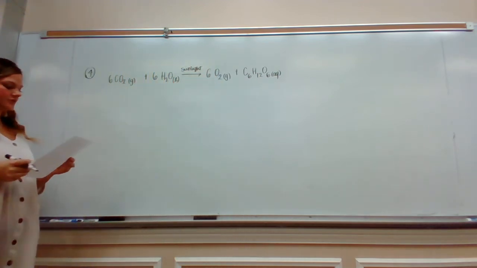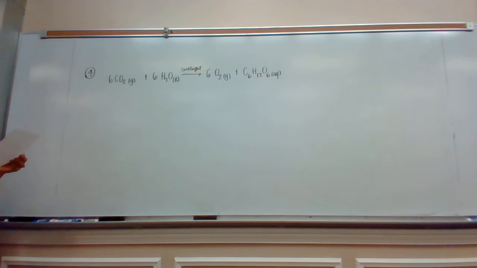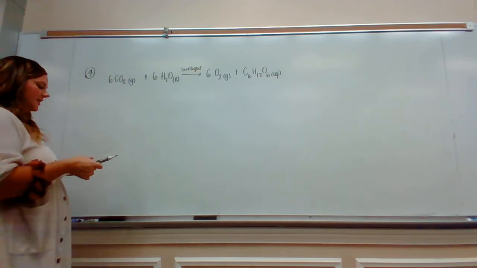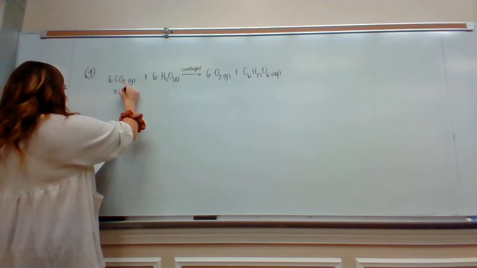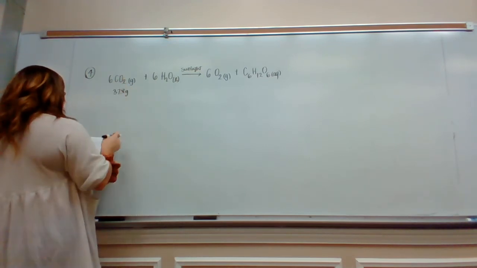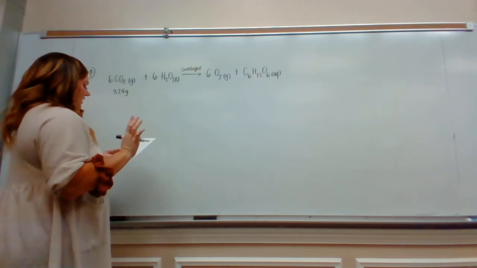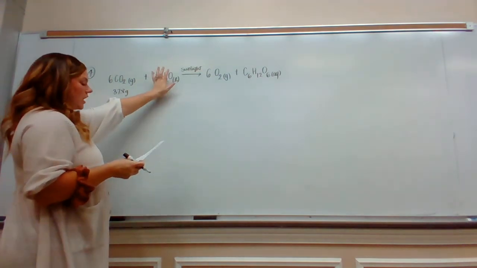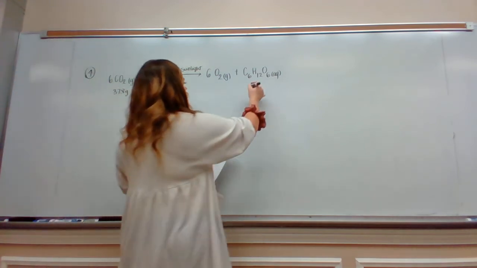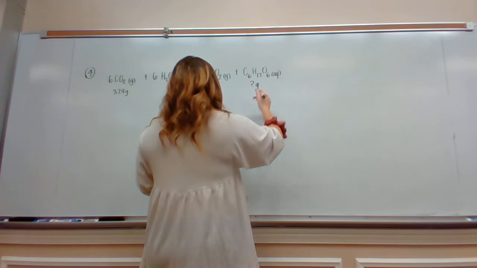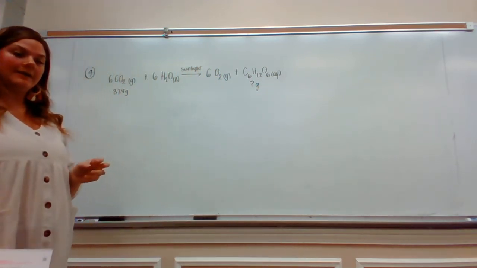Alright, so it says in photosynthesis, plants convert carbon dioxide and water into glucose according to this reaction. Suppose you determine that a particular plant consumes 37.8 grams of CO2 in 1 week. Assuming there's more than enough water to react, what mass of glucose can the plant make?